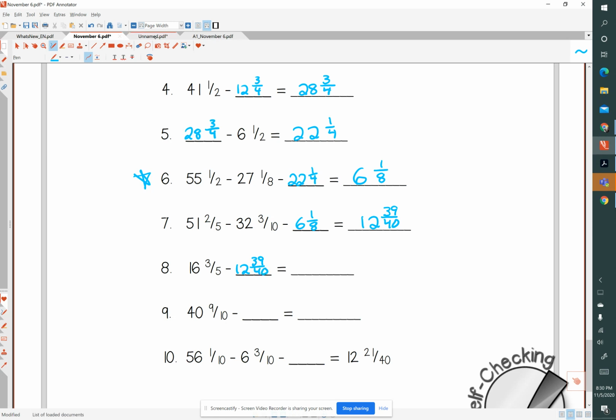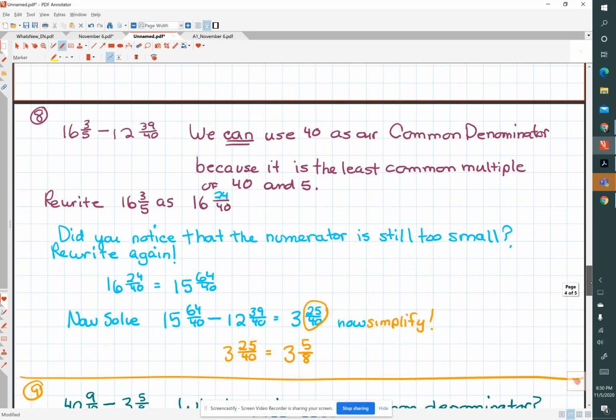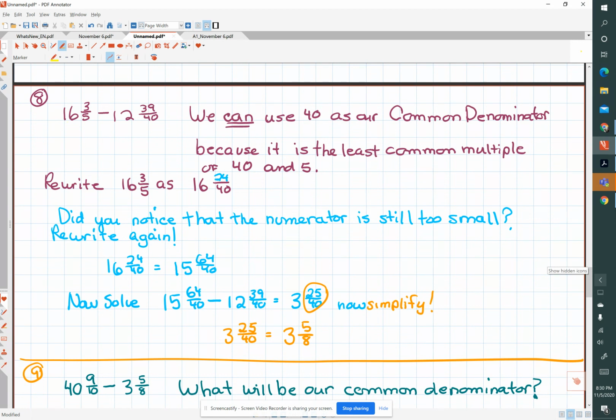Well, let's complete number 8. 16 3/5 minus 12 39/40. We can use 40 as our common denominator because it is the least common multiple of 40 and 5. So we just simply need to rewrite 16 3/5 into a denominator of 40, which is 16 24/40.